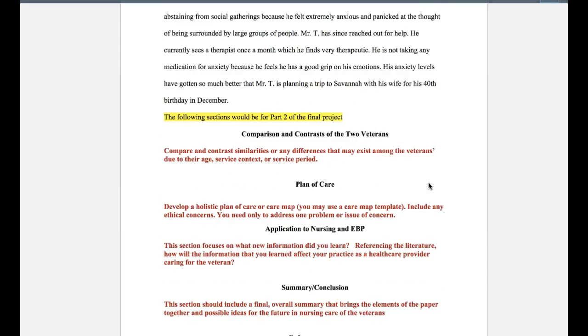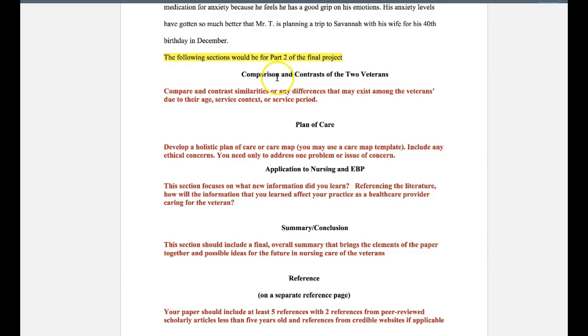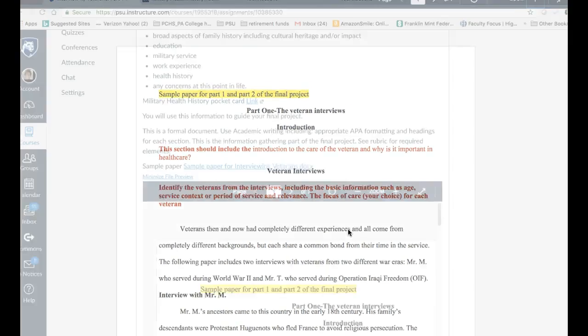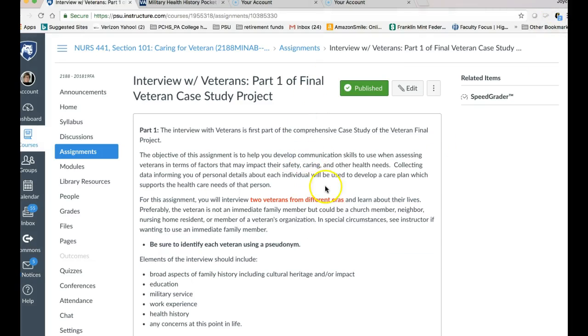And then when you move on to your final project, you'll be doing the comparison and contrast, plan of care, and application. So I have it all spelled out for you, so there shouldn't be any confusion as to what you should do.